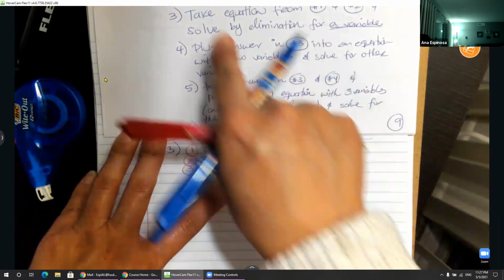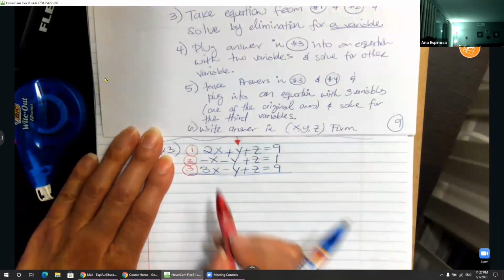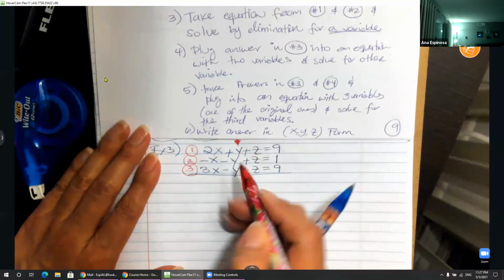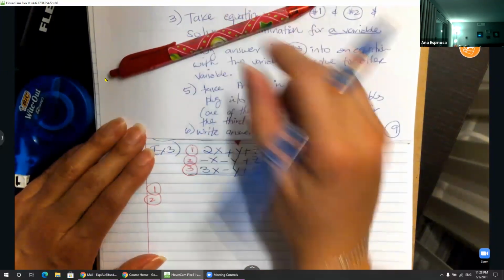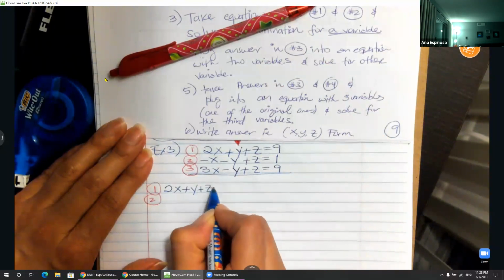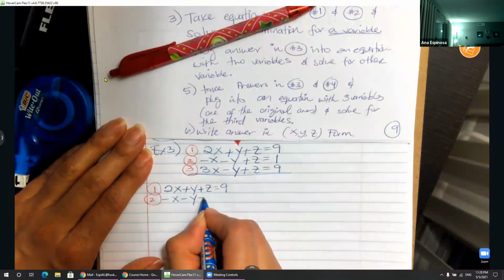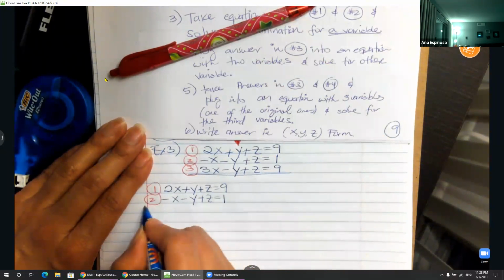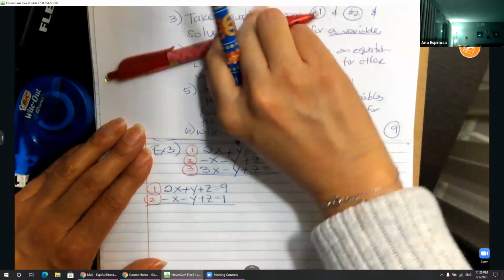Okay. So it says take two equations and cancel one variable. So I'm going to take equation 1 and 2 because those are opposites. I'm going to have to rewrite. That's why I said be careful when you're rewriting. 2x plus y plus z equals 9. -x minus y plus z equals 1. Okay, so I'm going to take two equations and cancel one variable. So I'm going to add down.